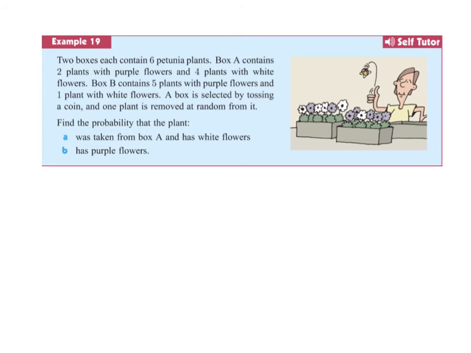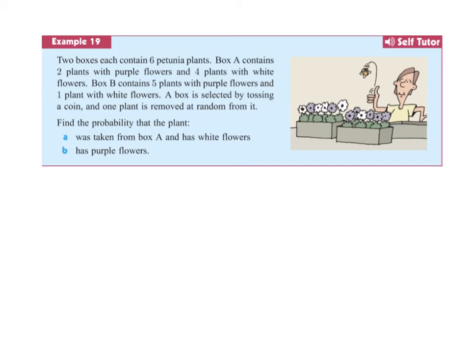All right, let's take a look at a more complex example. Example number 19. We've got 2 boxes, each containing 6 petunia plants. Box A contains 2 plants with purple flowers and 4 plants with white flowers. Box B contains 5 plants with purple flowers and 1 plant with white flowers. A box is selected by tossing a coin, and 1 plant is removed at random from it. Find the probability that the plant was taken from box A and has white flowers, and that the probability has purple flowers. Okay, so we've got some choices here.